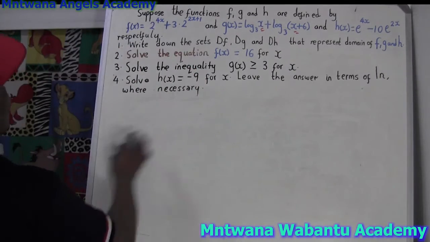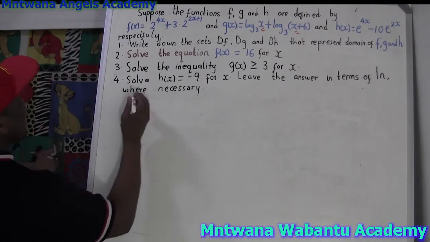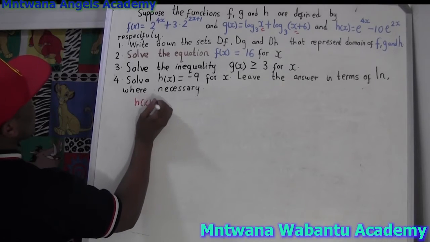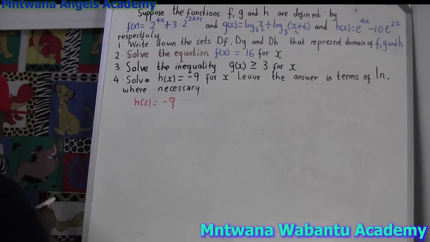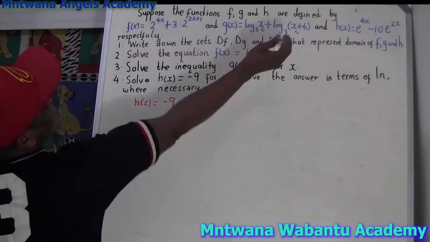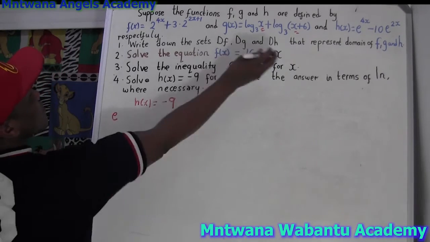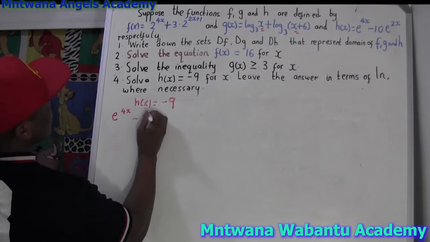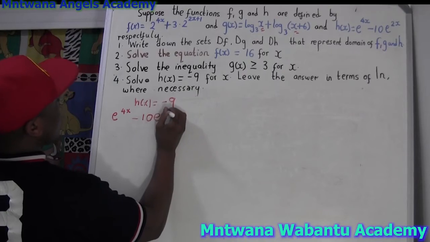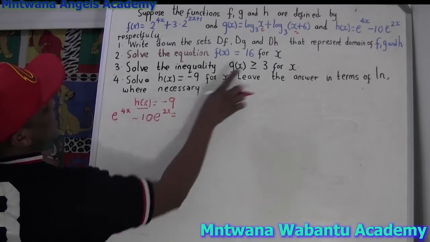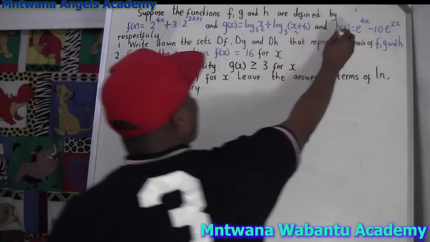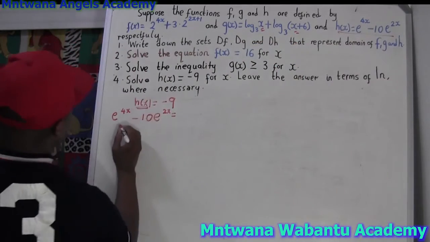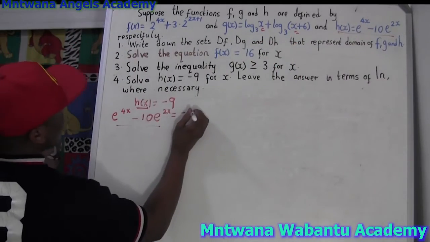Okay, cool. Now for the last one, they say h of x equals negative 9. Okay, let's go. But what is h of x? It is an exponential function, which is e to the 4x minus 10 e to the 2x. Instead of h of x, we replace h of x with this, and then equal to negative 9.